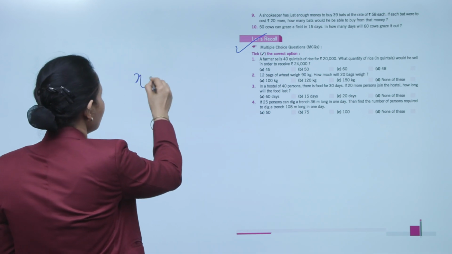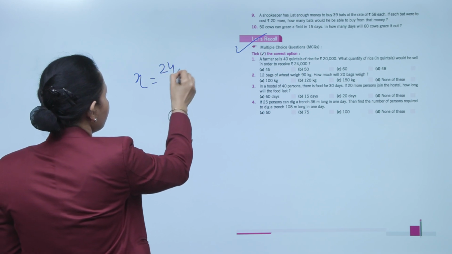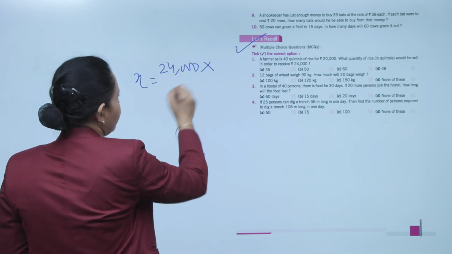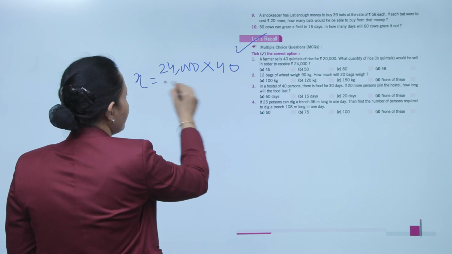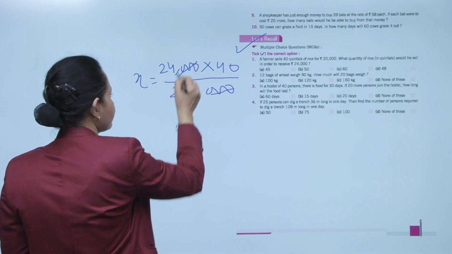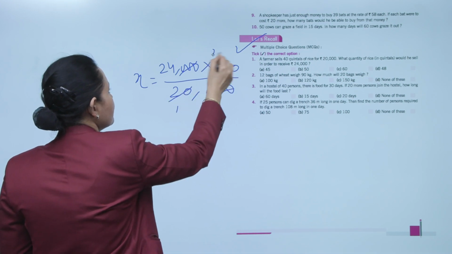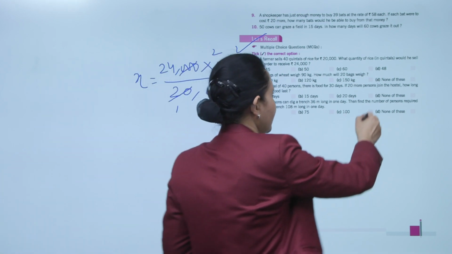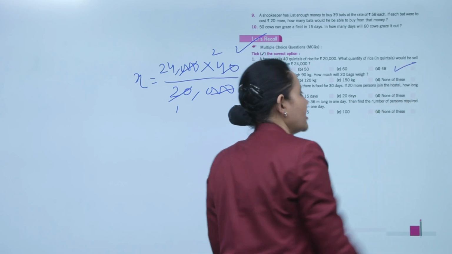So, x equals 24,000 multiplied by 40 upon 20,000. So, that is equal to 48 quintal. So, D is the correct option here.